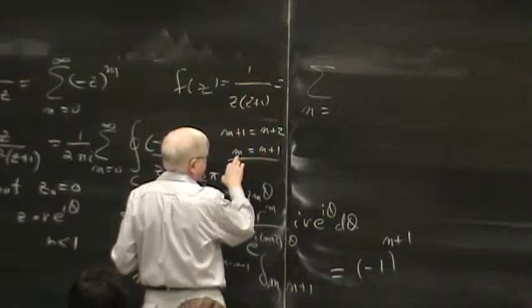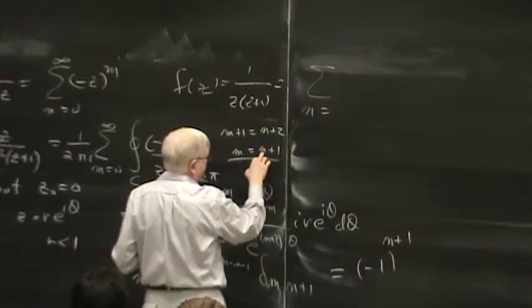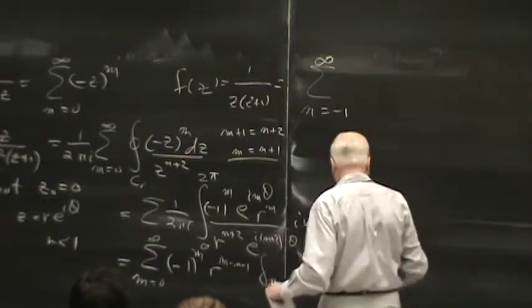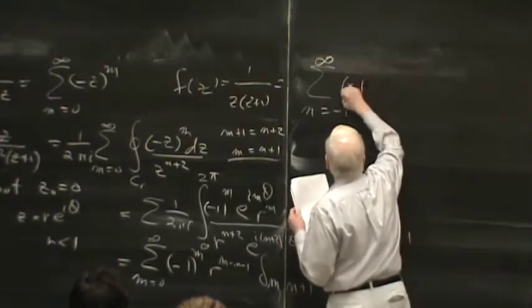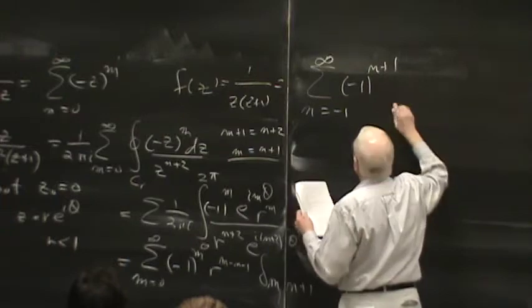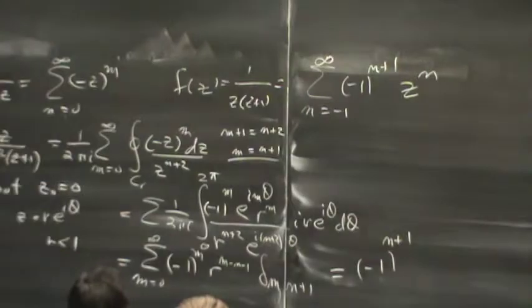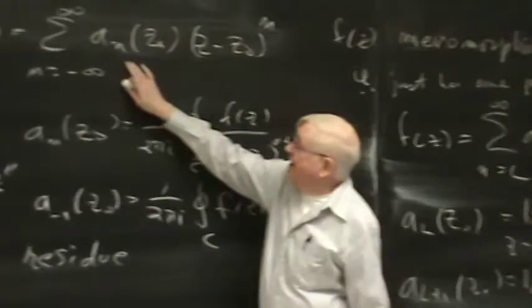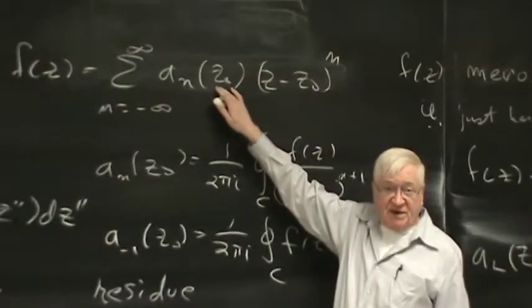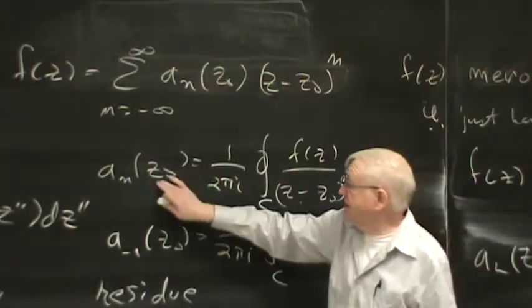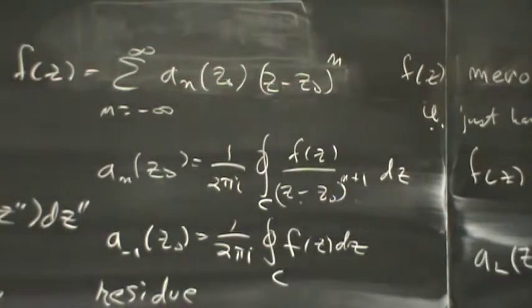So m can be 0 or higher, so n can be minus 1 or higher. And the value is minus 1 to the n plus 1, and then z to the n. So let's swing the thing around. In other words, it's a sub n of 0, because we're expanding around 0, z to the n, and a sub n of 0 is this integral which we just computed. Okay, so maybe swing it back around.